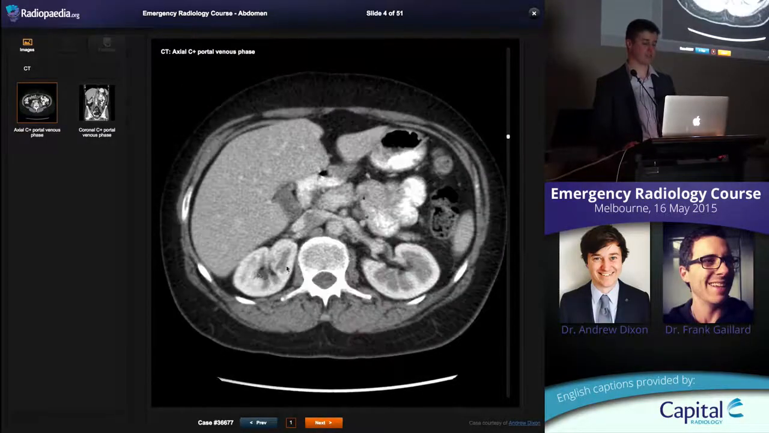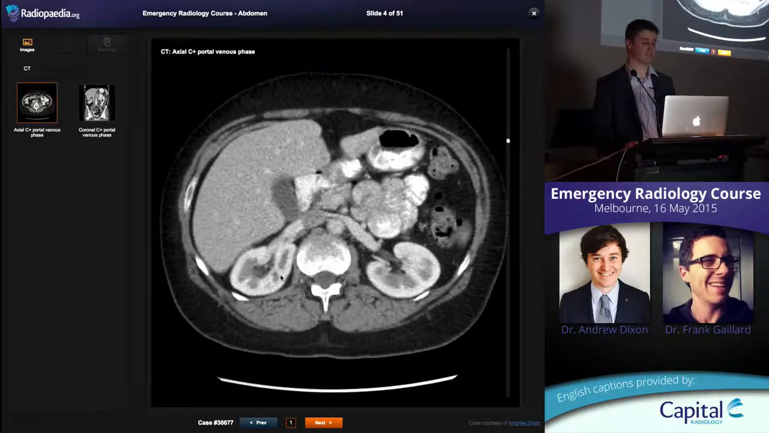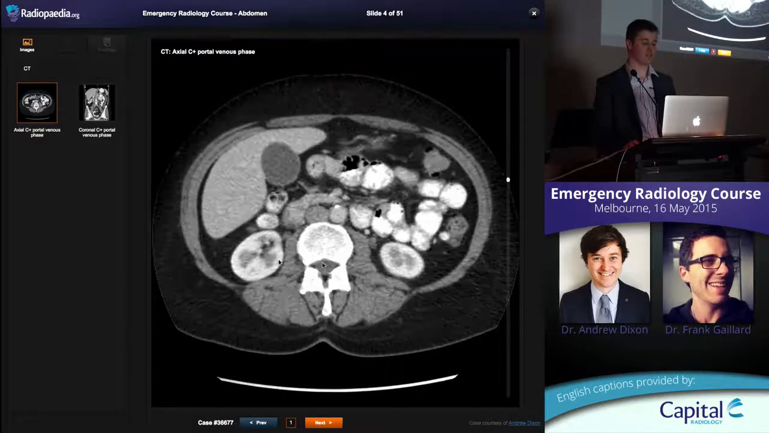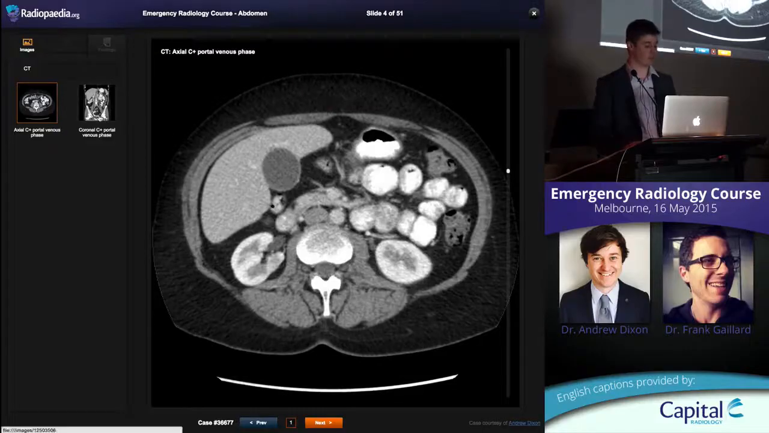Kidneys, nice looking cortex and medulla. Looking for hydronephrosis is something that we'll teach you shortly.